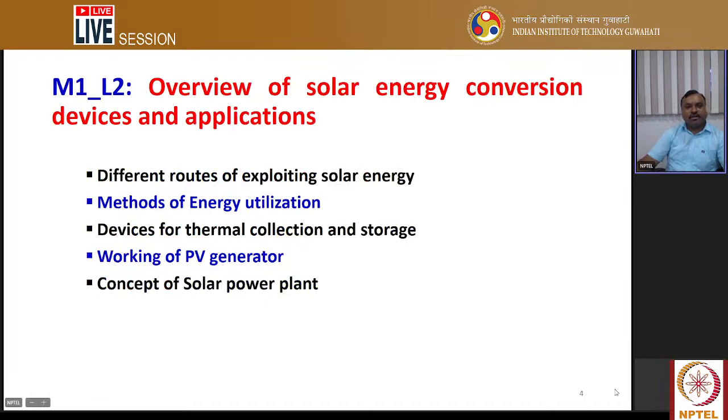In lecture 2 of module 1, an overview of solar energy conversion devices and applications was discussed. In this lecture, we have emphasized different routes of exploiting solar energy, methods of energy utilization, and devices for thermal collection and storage, working of PV generator, and the concept of solar power plants. That means it's an overview about different available solar technologies for different applications based on the situation.